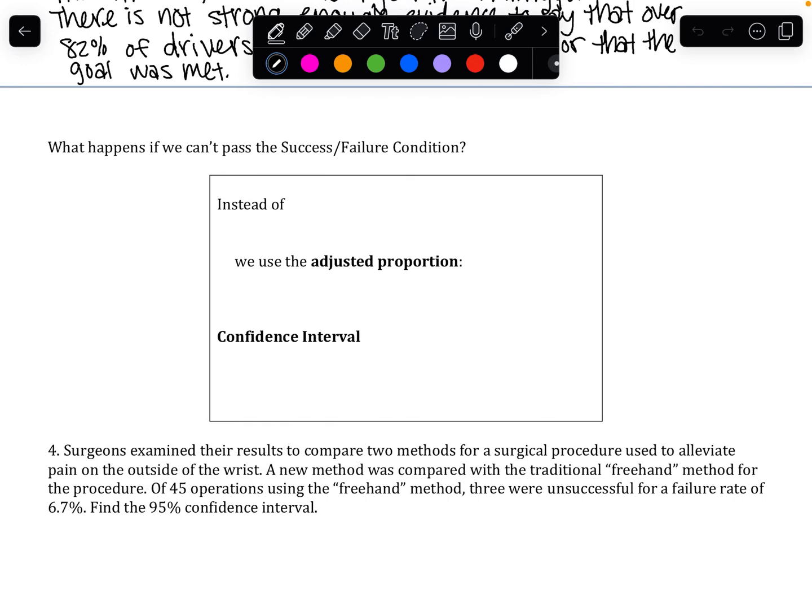All right, so we talked about in the last chapter how sometimes the conditions aren't met. And we said that either we're using the wrong method typically, or we can just proceed with caution. But there is actually something that we can do if the success failure condition does not pass. And this is called the small sample adjustment.